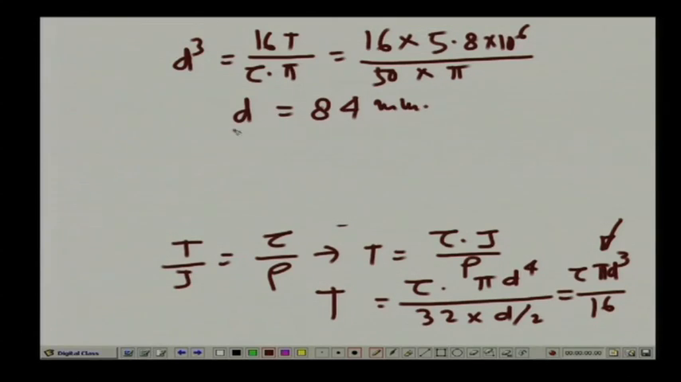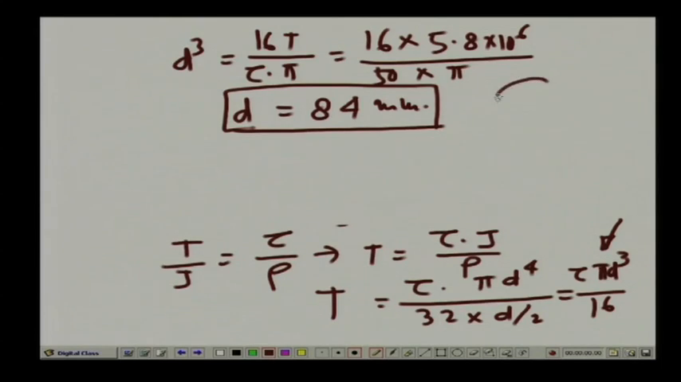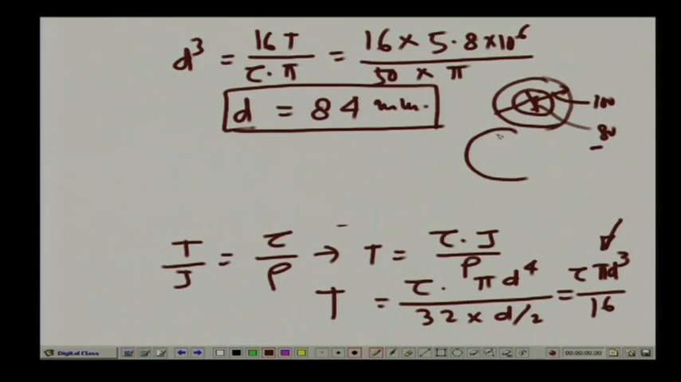Now, you see this is the diameter which we are getting for a solid shaft or solid bar, against a tubular one which is having outer diameter as 100 and inner diameter as 80. So, outer diameter as 100 and inner diameter as 80, and as opposed to that we have a solid section which is of 84 millimeter diameter.